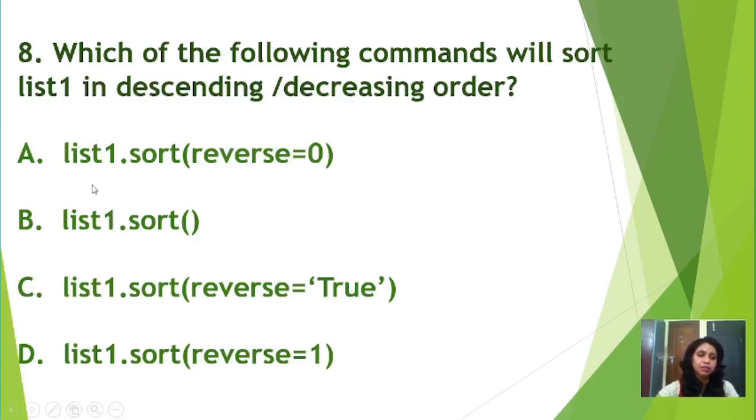So here the options are: list 1 dot sort reverse equal to 0, no. List 1 dot sort function, no. List 1 dot sort reverse equal to true, yes, this one is the valid option students. Option C is your correct answer. But how? Let us do the question practically so that you come to know how you will use the sort function, and in which case you have to use the argument reverse, right students? So let us do the question practically.